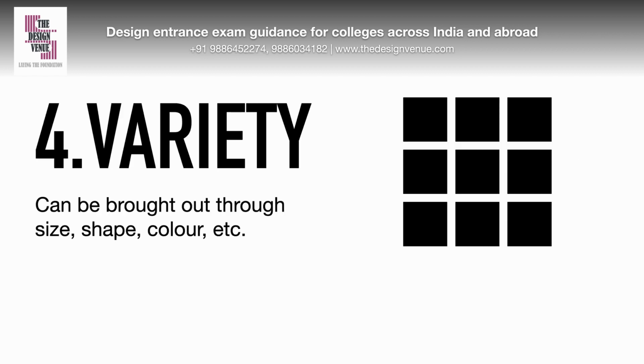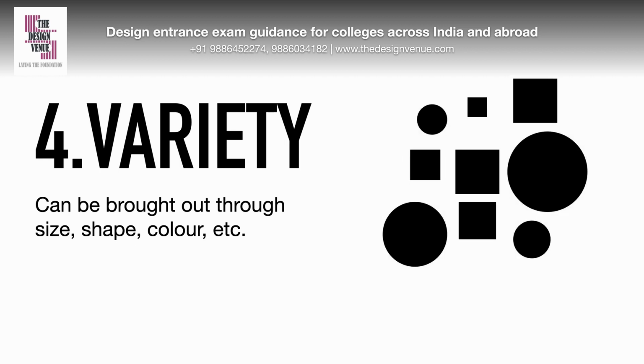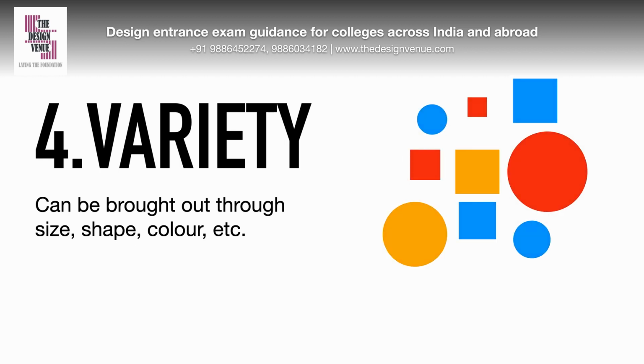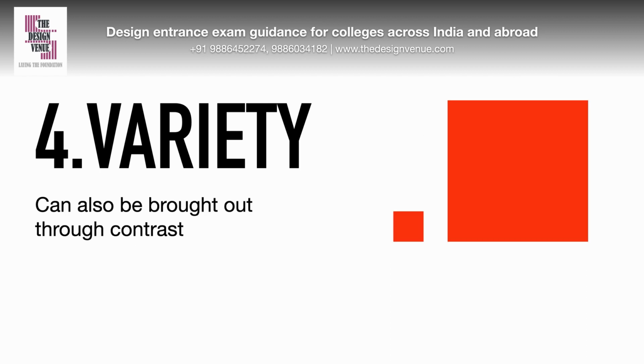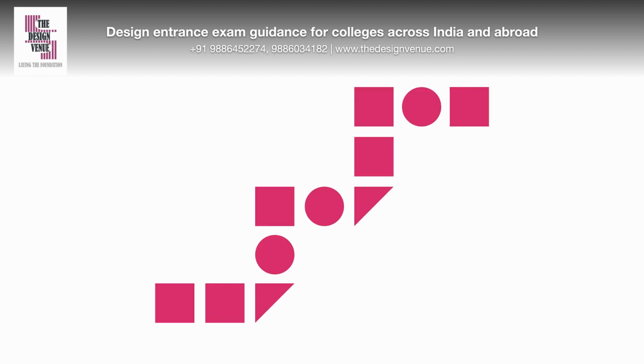The next principle is variety, which can be brought out through factors like size, shape, color, etc. Variety can also be brought out by having a large contrast between the elements of the composition. Movement is a principle by which we can direct the reader's eye through the composition. Here, the objects are arranged in such a manner that your eye is guided along this path.